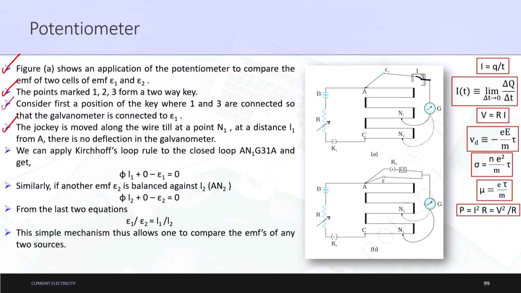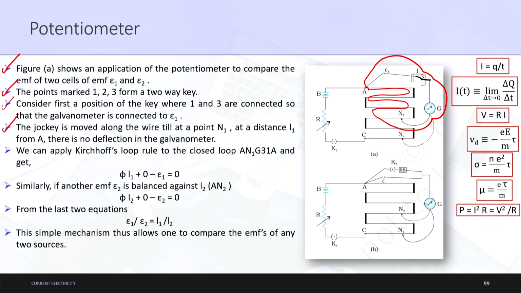So now we can apply Kirchhoff's rule to the closed loop A N1 G 3 1 A. Let me see what is happening here. So let us say this is the loop A N1 G 3 1 A, the loop being talked about here. We are going through the wire and then towards the galvanometer side. So, let us go on.